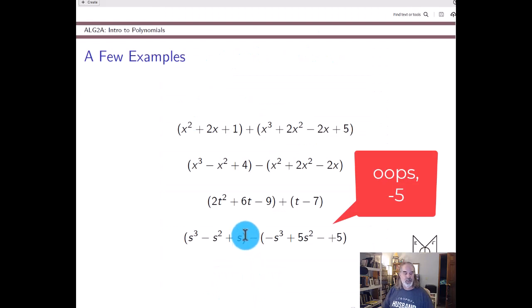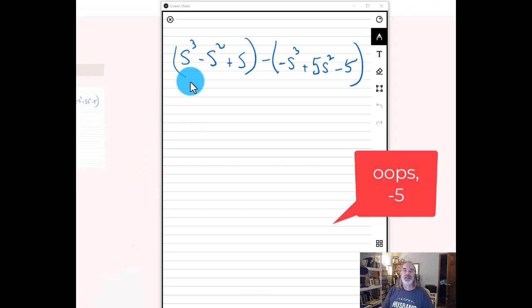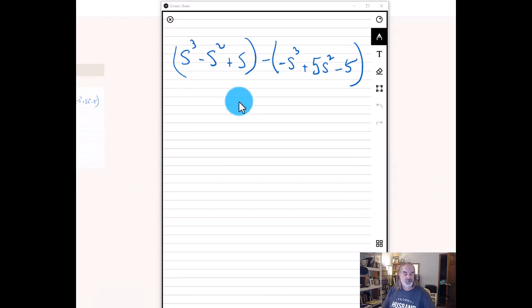And last one. Okay, I changed the variable to s. This is good practice to keep your s's visually distinct from your 5s, because that will cause a mess if you start losing track of what's an s and what is a 5. That's bad news.